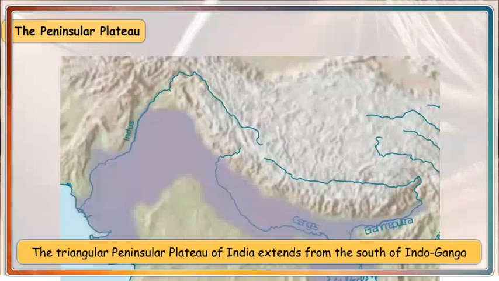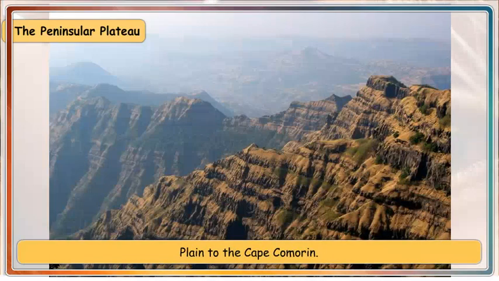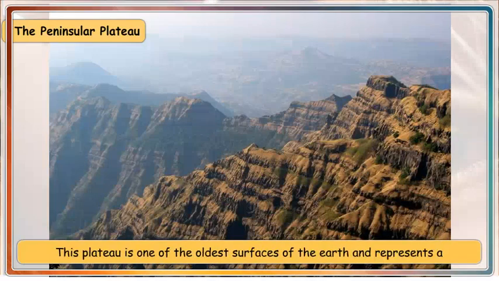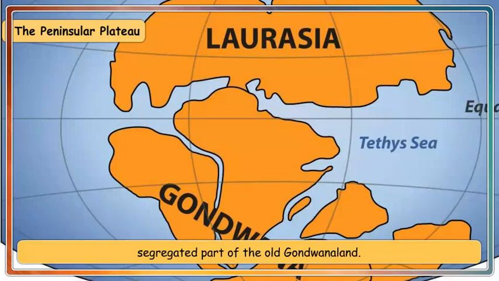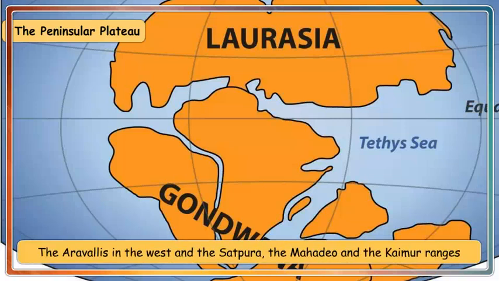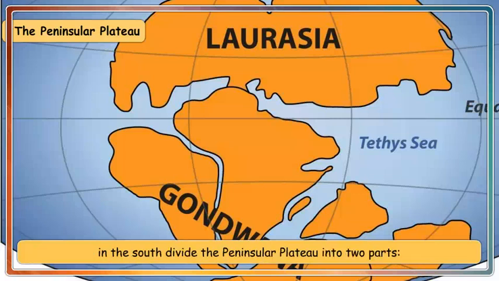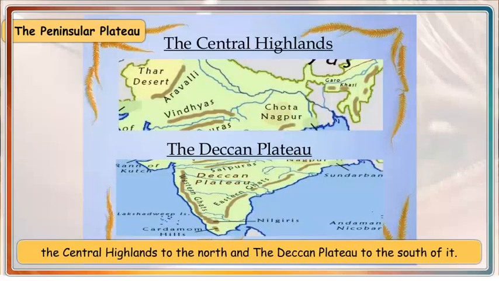The Peninsula Plateau. The triangular Peninsula Plateau of India extends from the south of Indo-Ganga Plain to the Cape Comorin. This plateau is one of the oldest surfaces of the earth and represents a segregated part of the old Gondwana land. The Aravallis in the west and the Satpura, the Mahadev and the Kamur ranges in the south divide the Peninsula Plateau into two parts, the Central Highlands to the north and the Deccan Plateau to the south of it.